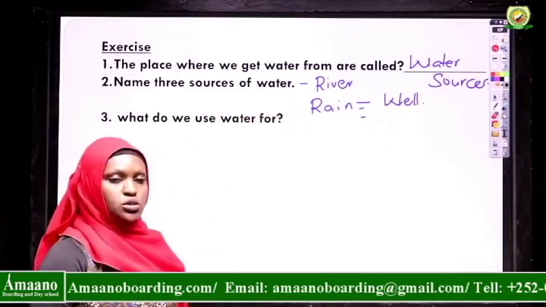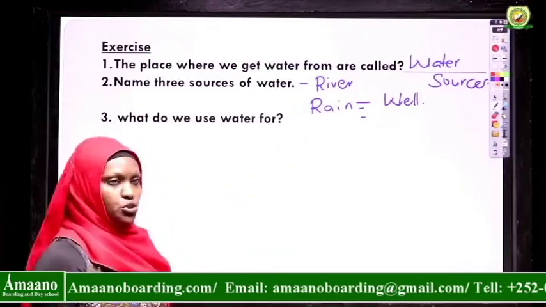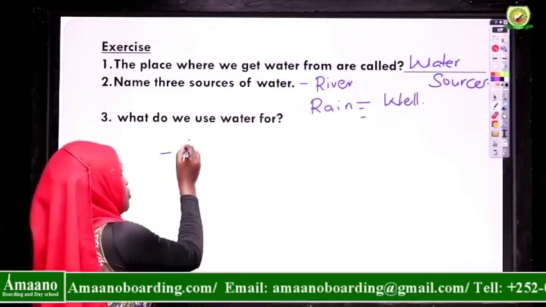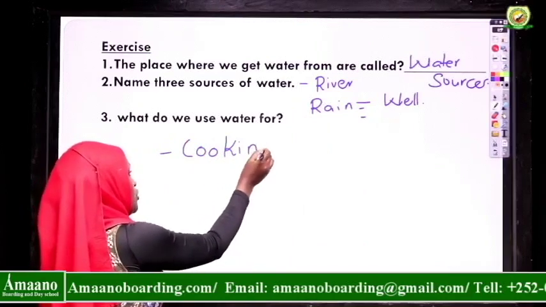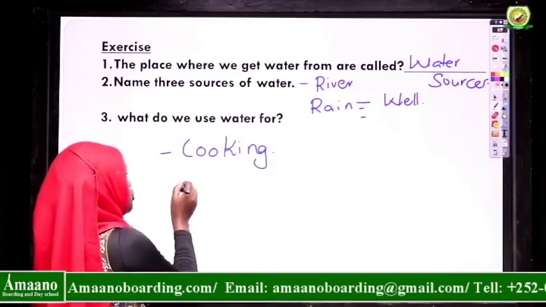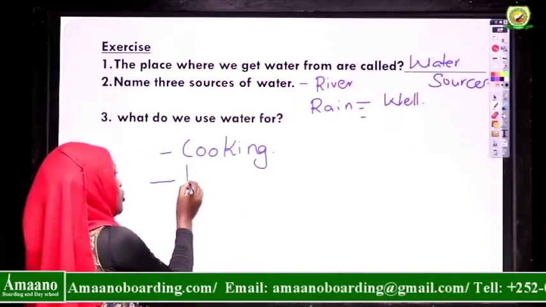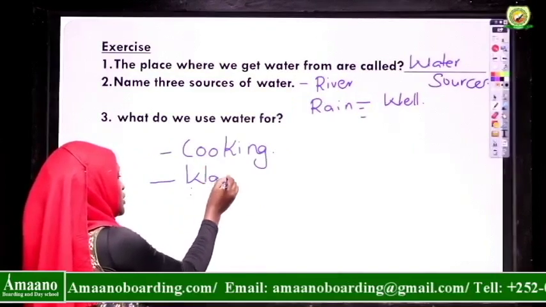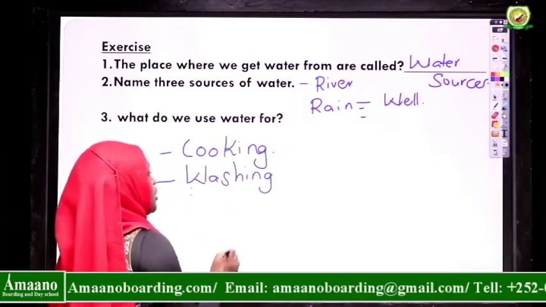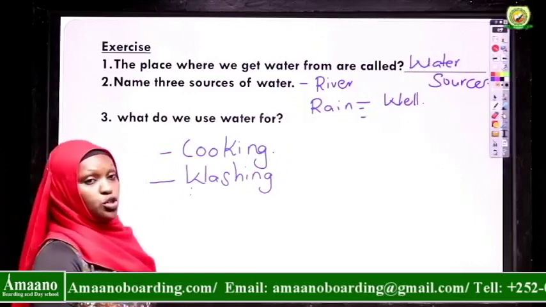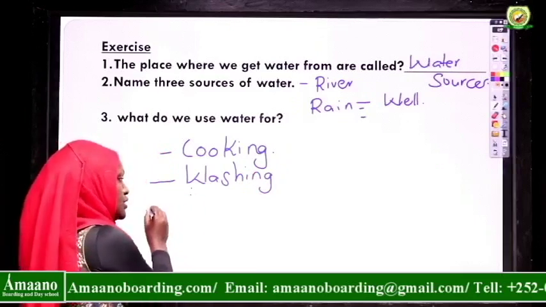Then what do we use water for? Now after you get the water from the river, the rain, what are you going to use it for? We can use the water for cooking. You want to prepare your spaghetti, you need water. You need to prepare tea, you need water. So we use it for cooking. Washing. You go to school, you make your clothes dirty. You go home now, you have to wash your clothes. And what are you going to use? You are going to use water.